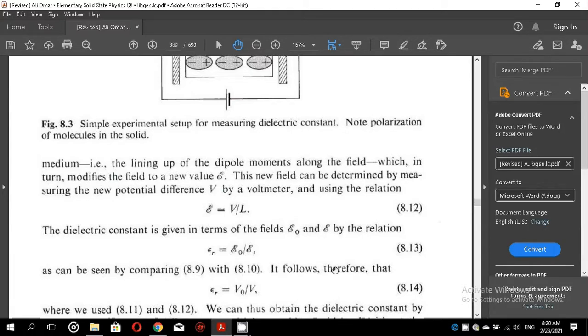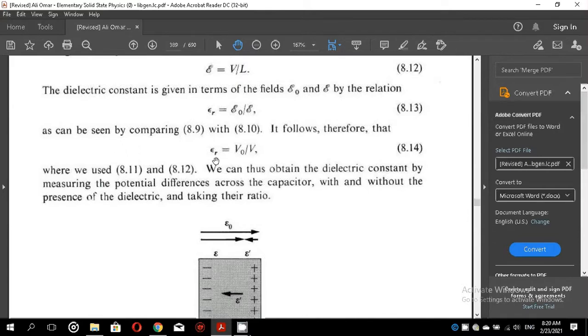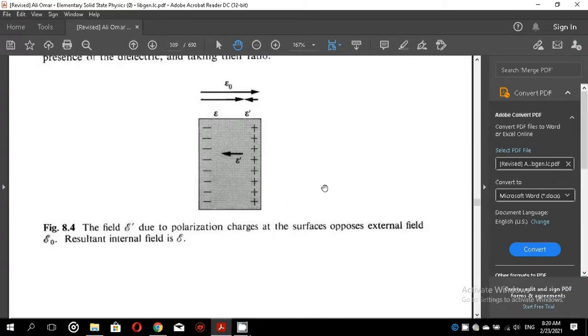It follows therefore that the relative permittivity or dielectric constant epsilon r is equal to V naught over V, where we used equations 8.11 and 8.12. We can thus obtain the dielectric constant by measuring the potential differences across the capacitor with and without the presence of the dielectric and taking their ratio.